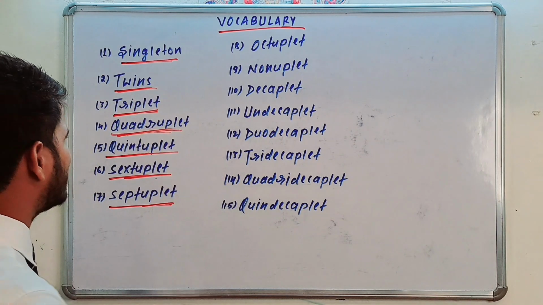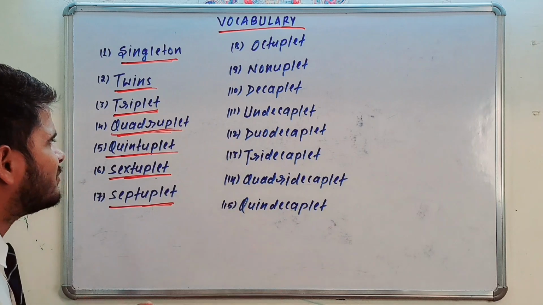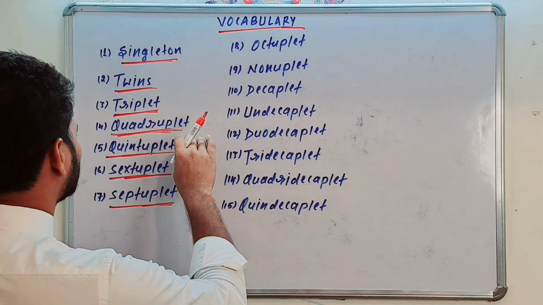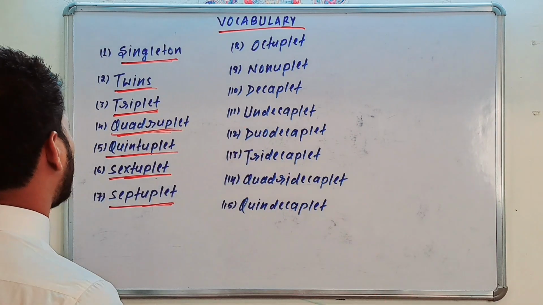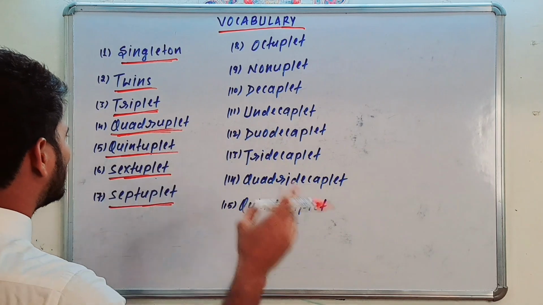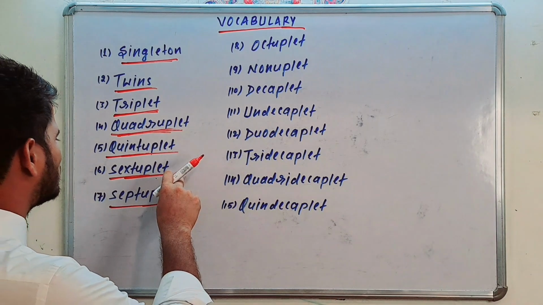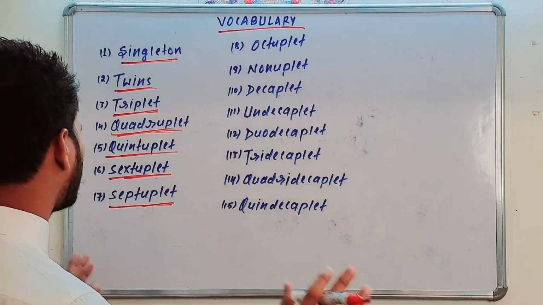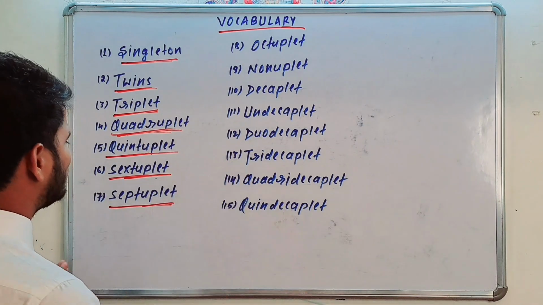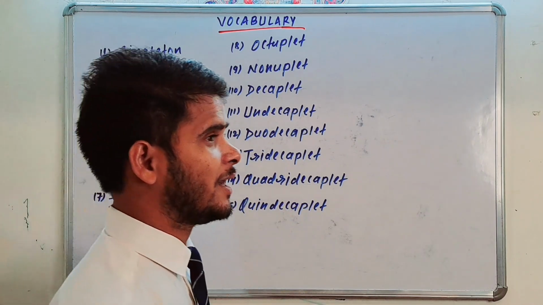First one, singleton, one baby at a time. Twins, two babies at a time. Triplet, three babies at a time. Quadruplet, four babies at a time. Quintuplet, five babies at a time. Sextuplet, six babies at a time. Septuplet, seven babies at a time.